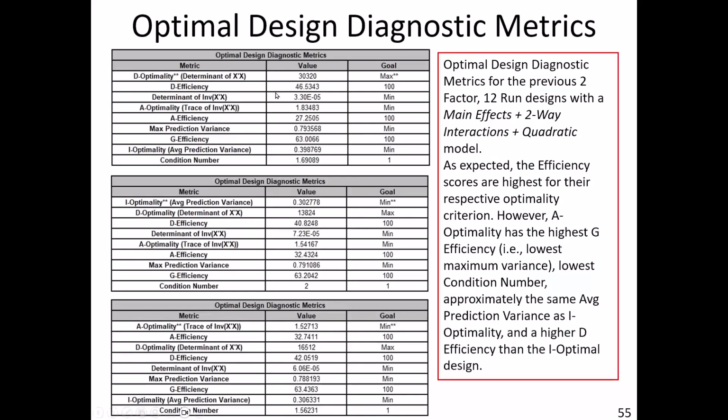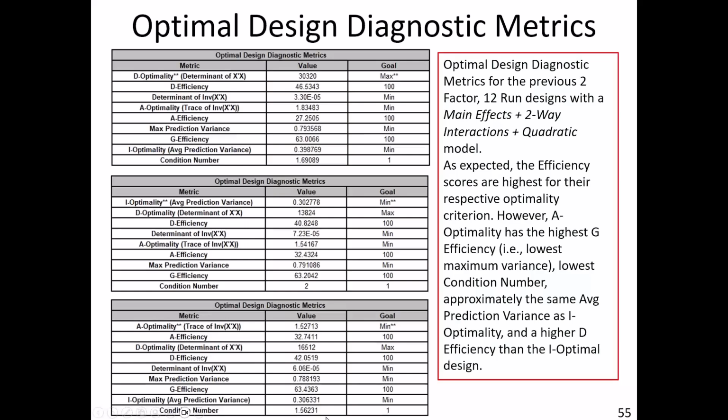And this is, again, just one slide putting together the optimal design diagnostic metrics for the D-optimal, I-optimal, and A-optimal. In each case, the D efficiency is the highest for the D-optimal. The I-optimality, we don't have an efficiency score for I-optimality, just the I-optimality variance is minimum for I-optimal, and the A efficiency is the highest for the A-optimal design. That's expected. But what's interesting is that the A-optimal design actually has the lowest condition number. All right, so in this particular case, of these three choices, I would go with the A-optimal design.